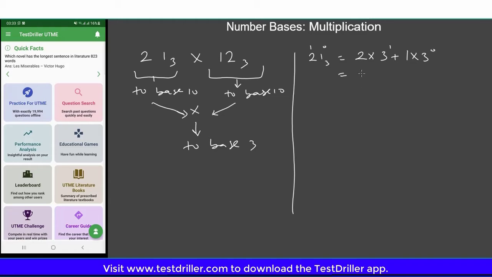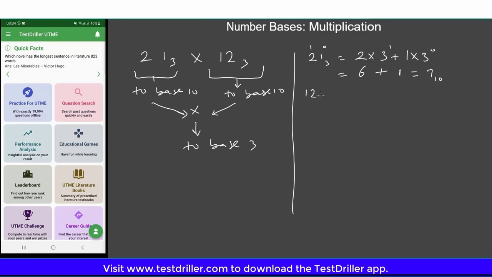3 times 2 is 6. Then 3 raised to the power of 0. Any non-zero number raised to the power of 0 will give you 1. So in this instance, you have 1 times 1, and that will give you 1. So the answer is 7 in base 10.